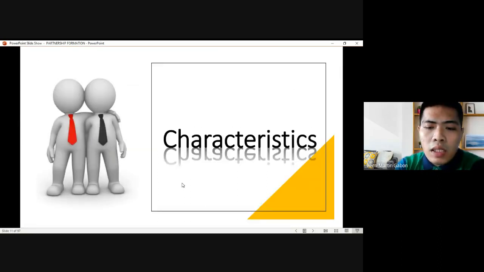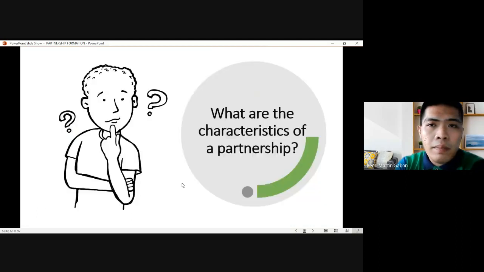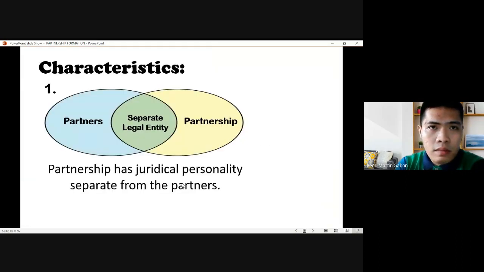So to characterize partnership based on the essential factors and the definition, we have partnership as a juridical personality separate from the partners. When we say separate personality, meaning if four persons agreed to form a partnership, the total personalities we have is five. So how come only four formed the partnership, yet there are five personalities?